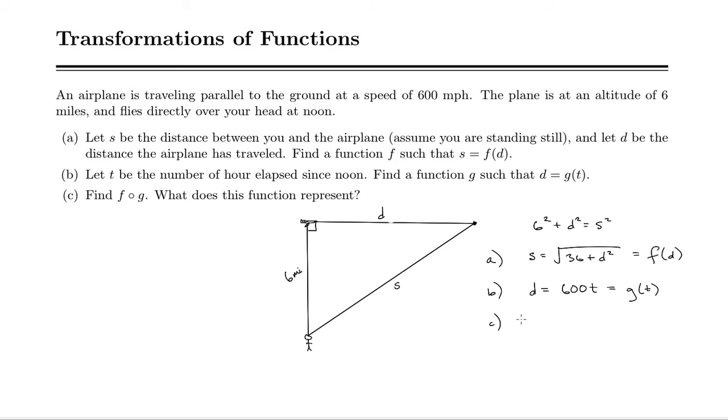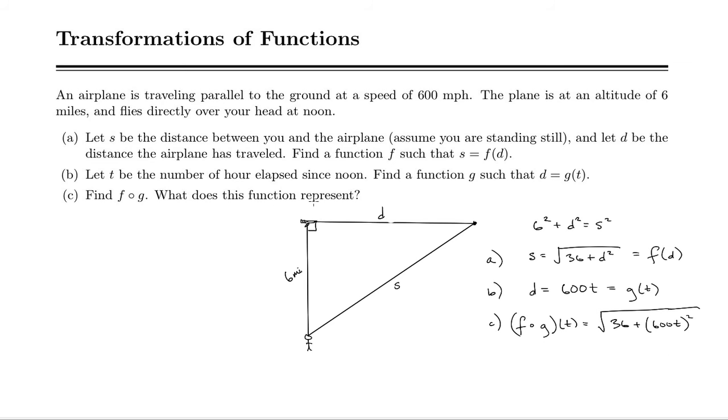And then for part C, we want our composition, f of g, and this is going to be a function of t now. So we're taking our g of t and plugging it into our f. So that's the square root of 36 plus 600t squared.